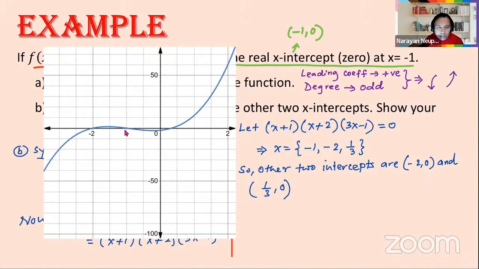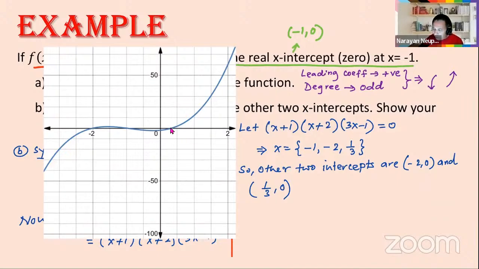You can clearly see it occurs here at -1, where I'm pointing. It also occurs at -2. This is -2. And then it also occurs at 1/3. So this value, which is here, is less than 1. So it should be 1/3 there because this is 1.